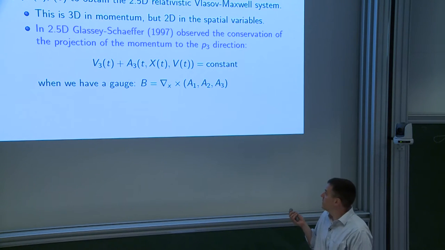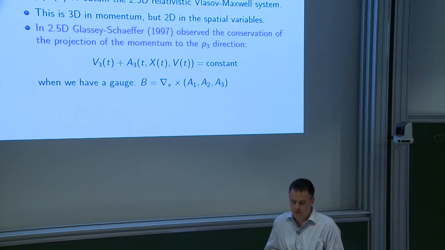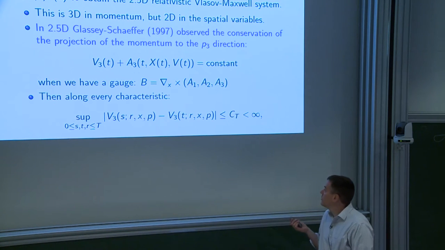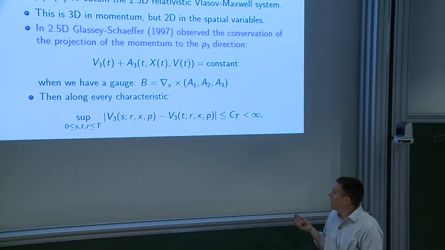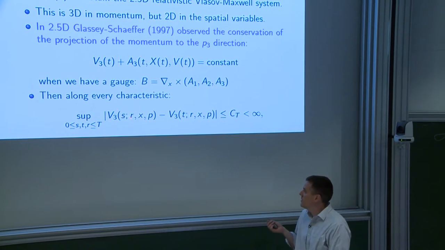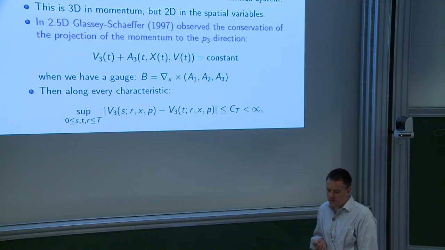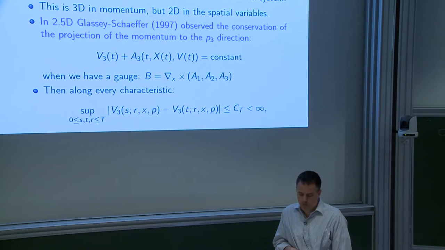That would be of the form B is equal to the curl of (A1, A2, A3). I won't go into the complexities of what it means to assume there exists a gauge, but you can do it, and that's what it is. And then you can show that A3, by the equations that A3 satisfies, is bounded in time, and that allows you to show that the variation of the V3 characteristic in time, so the sup over S, T and R, where S and T are the time variables that you're changing, and R is the fixed time variable from the characteristic, this variation is bounded. And this is an important conservation law, and it allows you to prove existence in 2.5D.